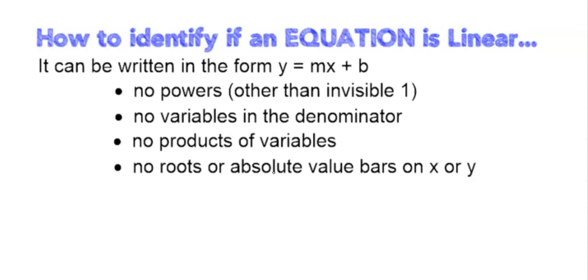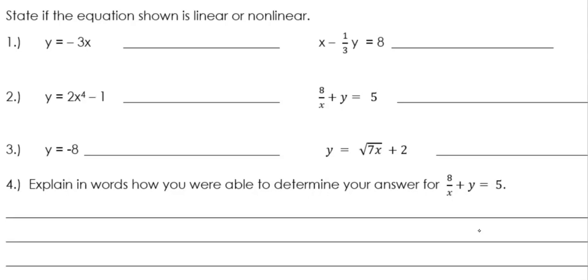And the last one is no roots or absolute value bars on any of the variables. This is linear. This is not. This is linear. This is not. All right, let's take a look at our questions.